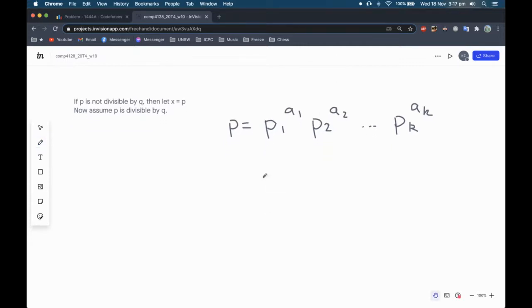Okay. So we also know that P is divisible by Q. Would anyone like to suggest what the prime factorization of Q must look like then? More specifically, what should the prime factorization of Q look like in relation to the prime factorization of P that we have up here?